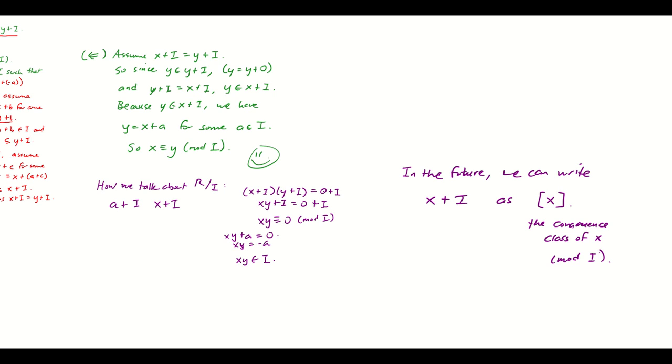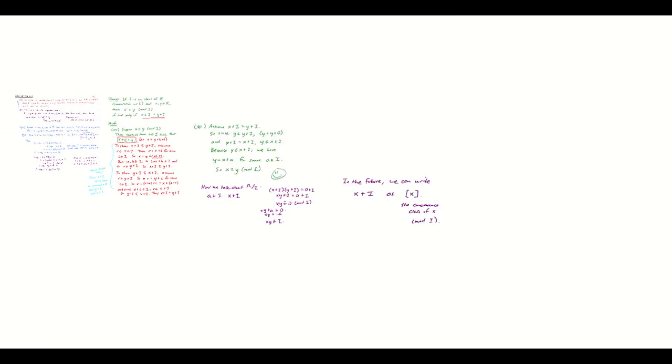Again, we're borrowing ideas from congruence modulo n, which we use for the integers. So in the future, instead of having to write x plus I this, y plus I that, we can just write brackets x, brackets y, and that's a little bit more convenient notationally, just not as clumsy looking at times. All right, so anyway, that's everything about congruence modulo an ideal. We'll use that language from now on to talk about some theorems about factor rings.